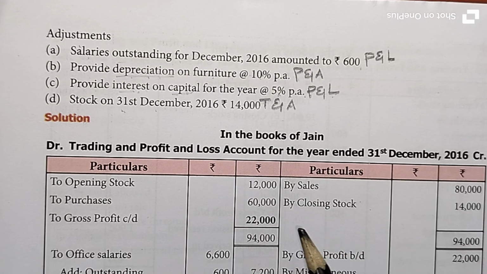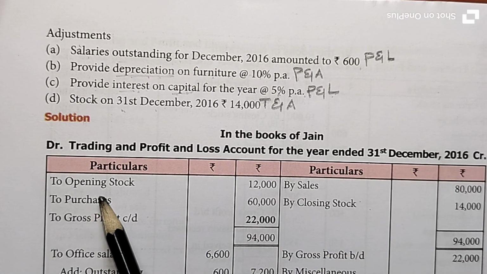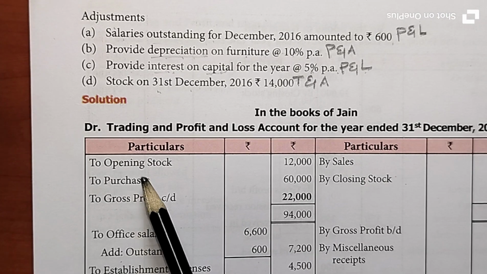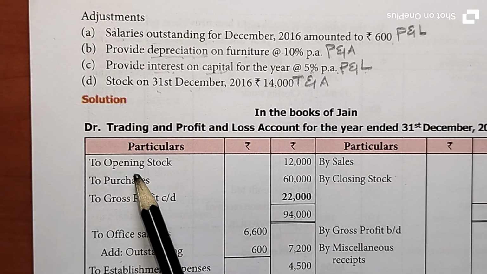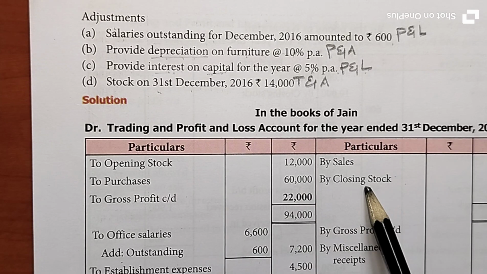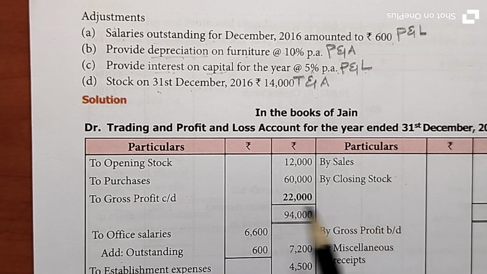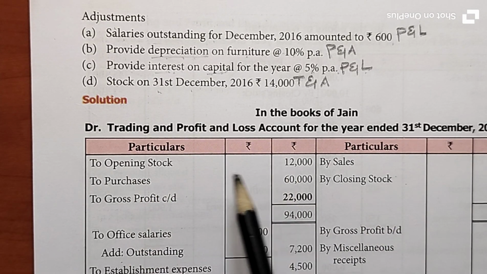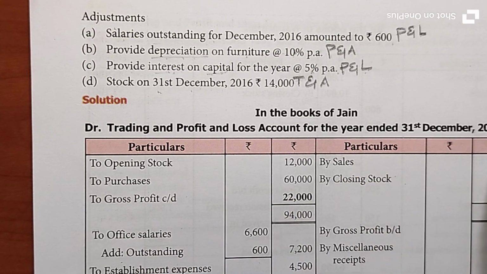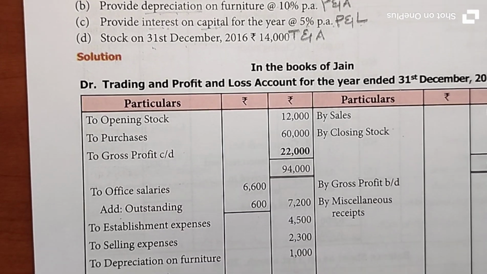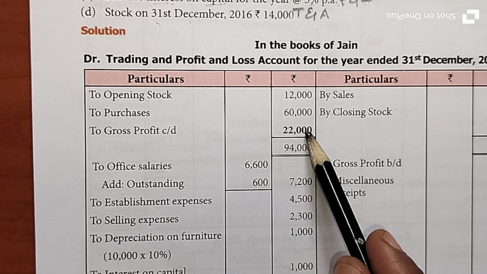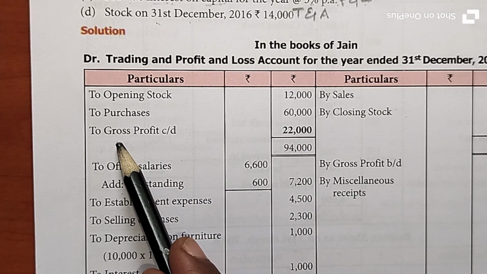Okay, let's go for trading account. Debit side of the trading account always starts with the opening stock. As per the rule of the trading account debit side, we always start with the opening stock and end with the closing stock. So opening stock 12,000 rupees, purchases 60,000. Sales and closing stock we have to enter on the credit side of the trading account, and the difference we got is 22,000. That 22,000 is the gross profit.